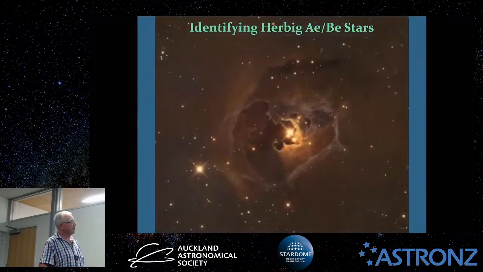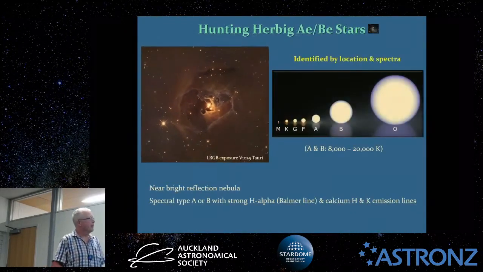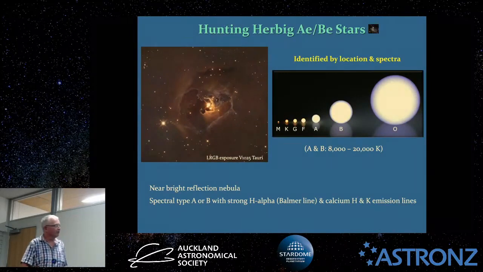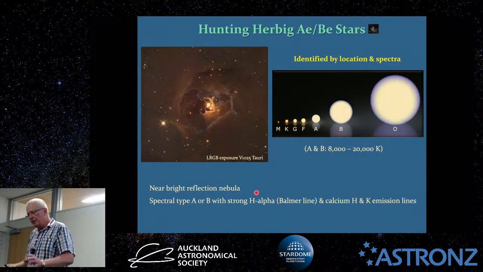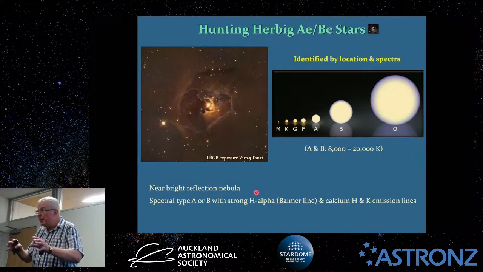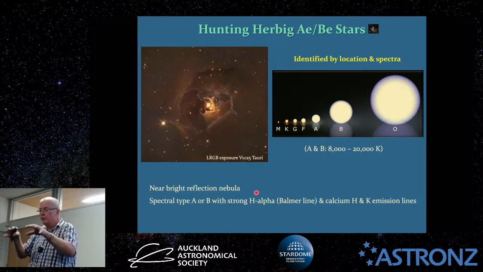So how do you identify them? What are the criteria for Herbig stars? Once again, location and spectra. So here they are. Here's your big A and B stars, a heck of a lot brighter, whereby their surface temperature is anything from 8,000 to 20,000 degrees, so much hotter than your M, K, G and F stars. They are near reflection nebula. Now, reflection nebula, I never mentioned those earlier on. We mentioned those H II regions, those emission nebula, because the big massive stars blast out ultraviolet light, exciting the hydrogen, causing it to glow.